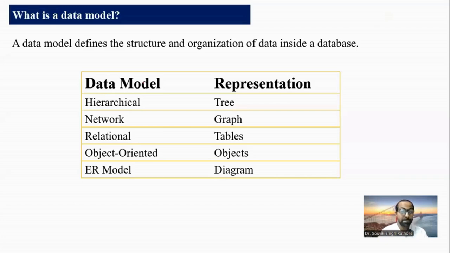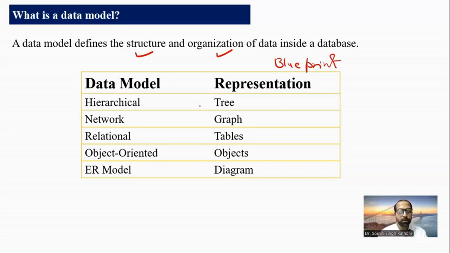So what is a data model? A data model defines the structure and organization of data inside a database. That is, how data is organized, how it is stored, and how it is related inside a database. A data model actually acts as a blueprint that guides the design and implementation of a database. So just remember the keyword blueprint.